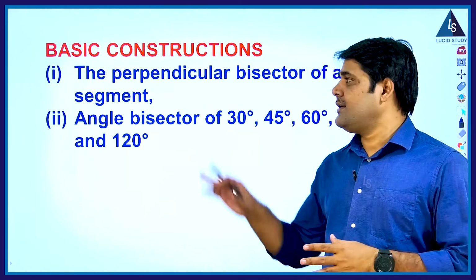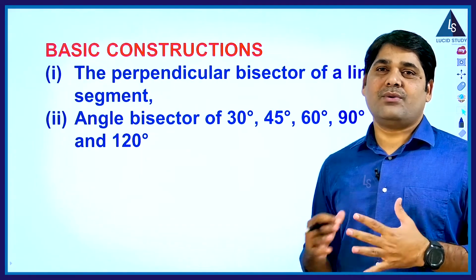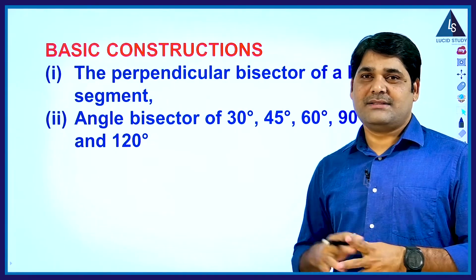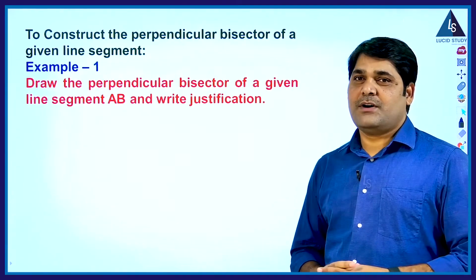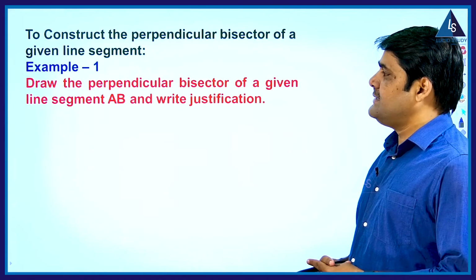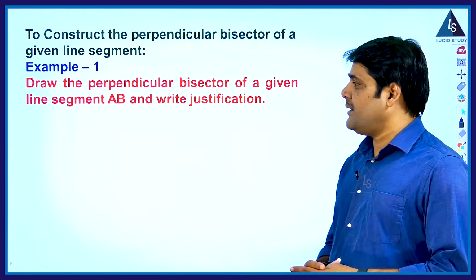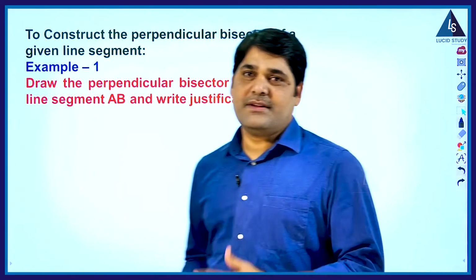So already we have learned how to draw a perpendicular bisector. But why do we have to draw it like this? Is there any meaning behind it? Justification, everything we are going to learn in this class. Okay. So the first one, to construct the perpendicular bisector of the given line segment. Draw the perpendicular bisector of given line segment AB and write the justification. Okay, so let us draw this.